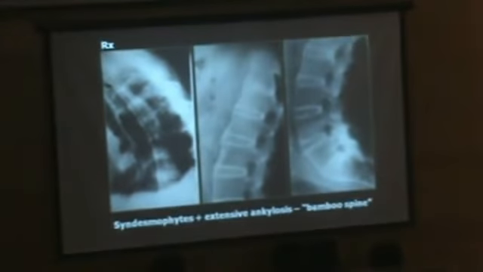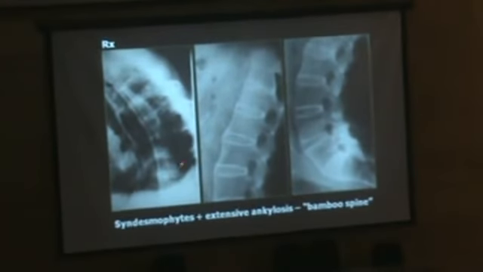A feature we're going to see often when imaging these patients with the syndesmophytes is extensive ankylosis in the posterior elements of the joint. Here the facet joints show a lot of ankylosis, some squaring of the vertebral bodies, and syndesmophytes. This is what we call the bamboo spine. It's a typical feature of ankylosing spondylitis.